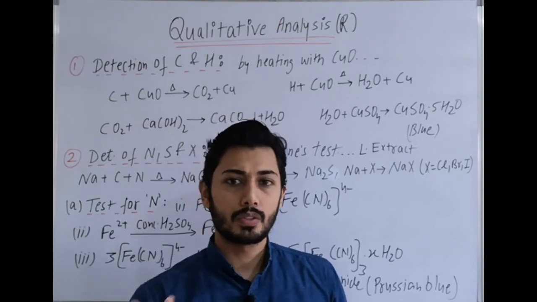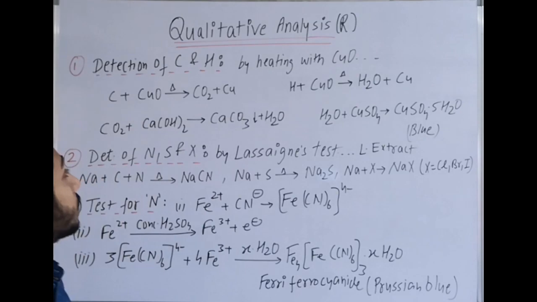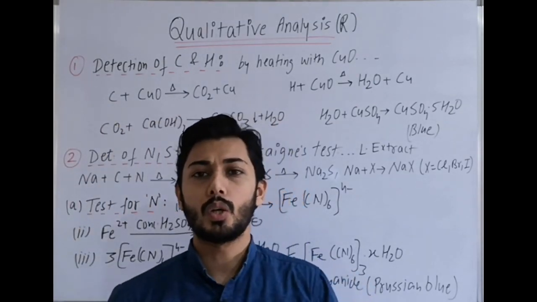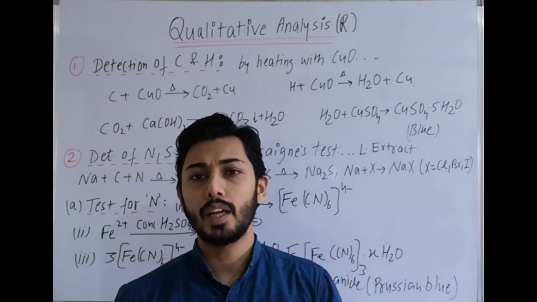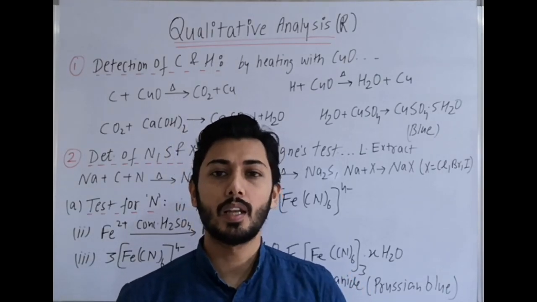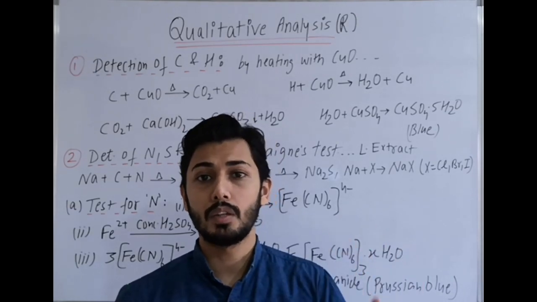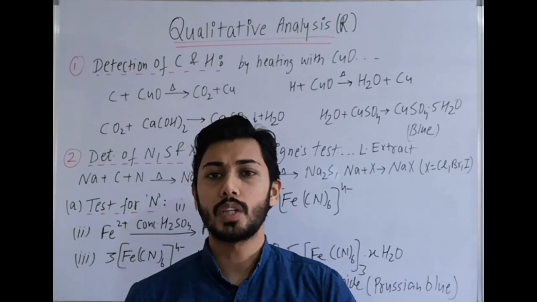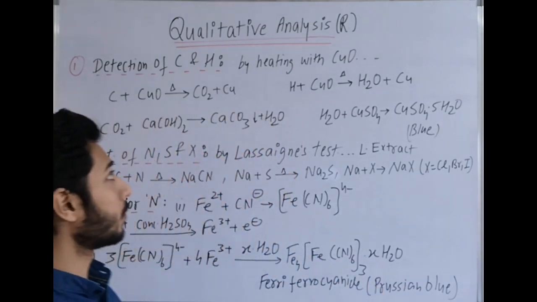So starting with the first part, the detection of elements: carbon and hydrogen, because we are talking about this topic in organic chemistry, and carbon and hydrogen are there. Along with them, some other elements like nitrogen, sulphur, halogen, and phosphorus can also be present. So starting with the detection of carbon and hydrogen.